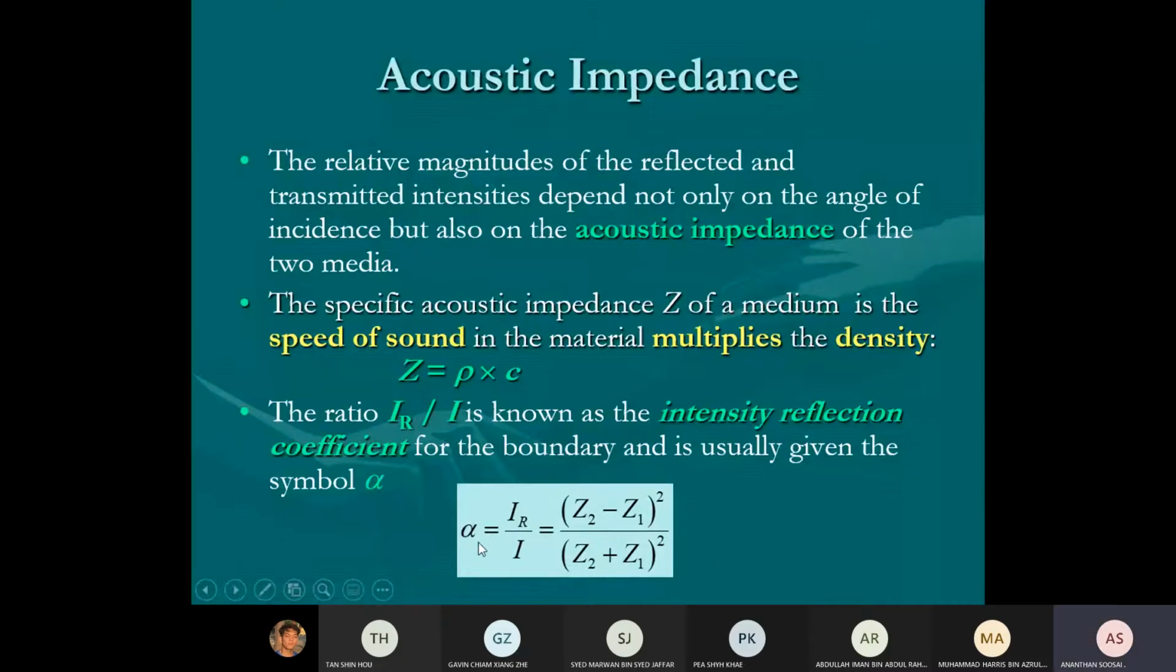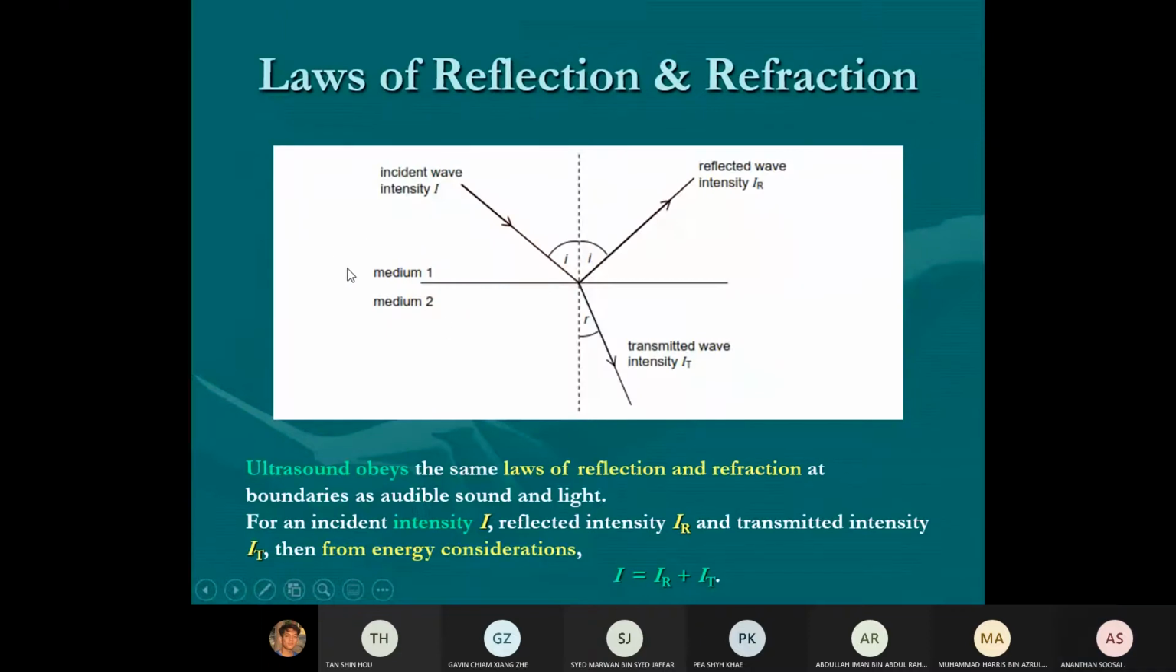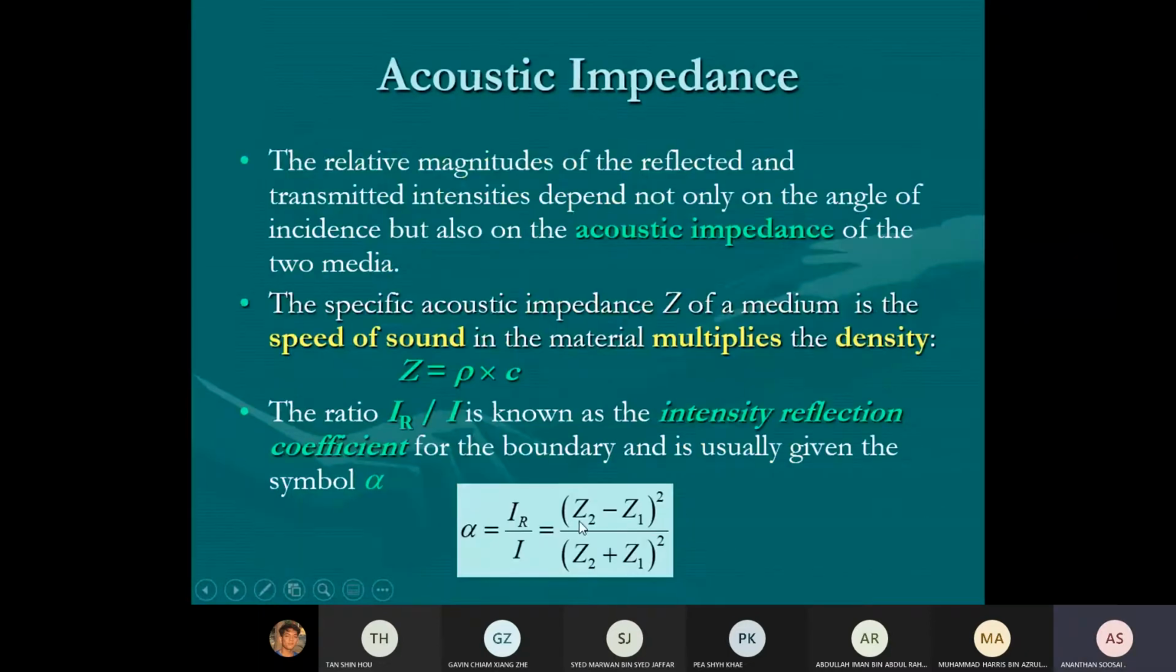According to the formula, alpha depends on (Z2 minus Z1) over (Z2 plus Z1). Okay, what is Z2, Z1? Z1 is the first medium, Z2 is the second medium. Z1 is the acoustic impedance of the first medium, Z2 the acoustic impedance of the second medium. So (Z2 minus Z1) over (Z2 plus Z1) determines the alpha.